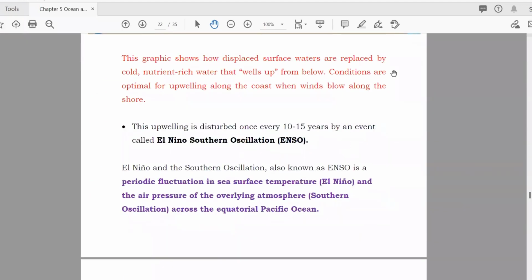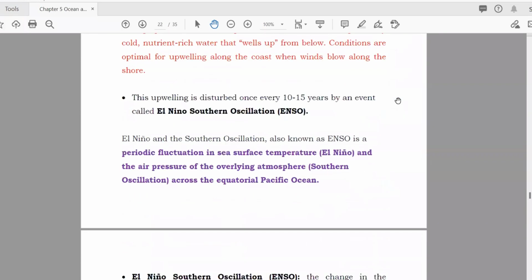Okay. Now here you can see another thing known as El Nino Southern Oscillation, ENSO. What is this? They're saying that upwelling, what is upwelling? Nutrients from the bottom of the sea going up. From the ocean, they go up to the upper water. So this is known as upwelling.